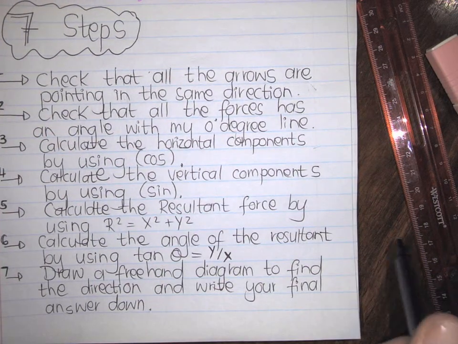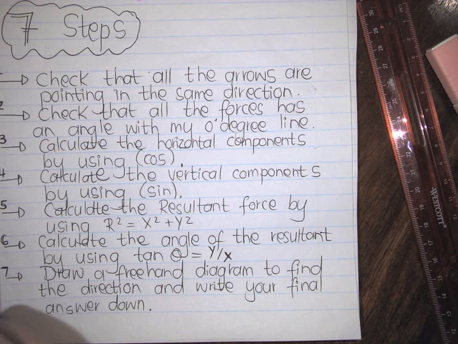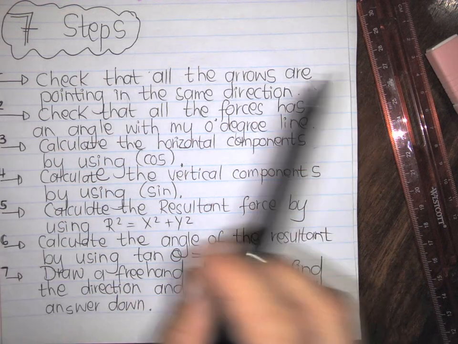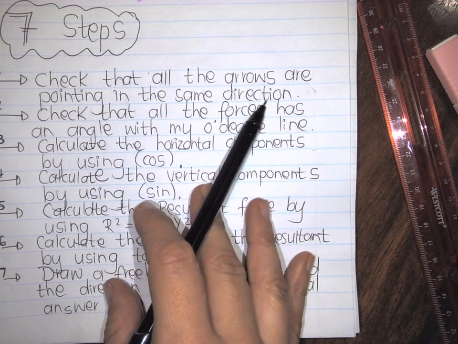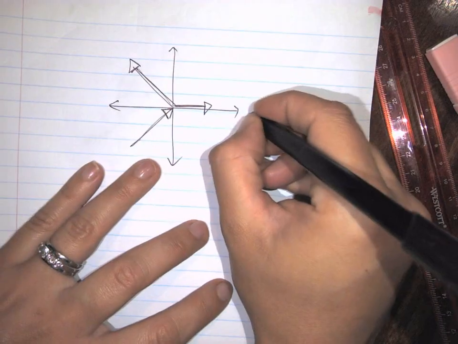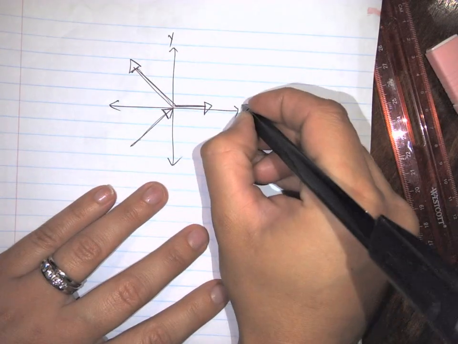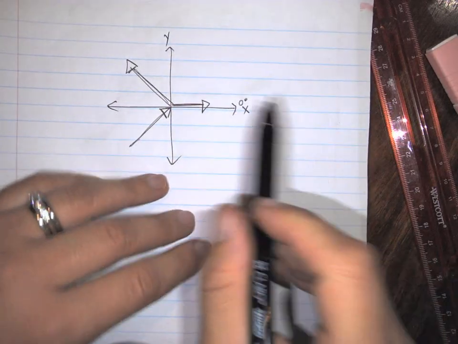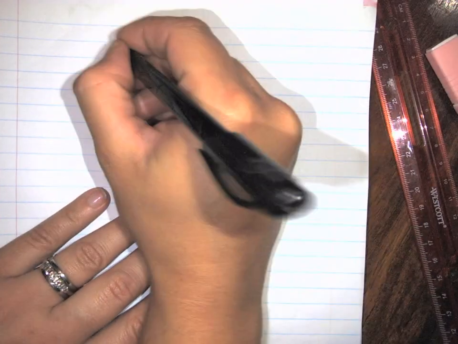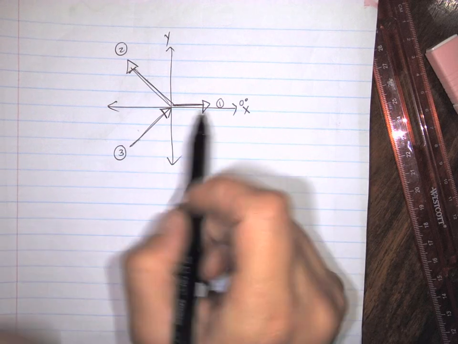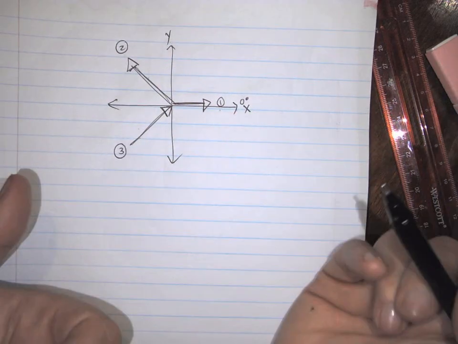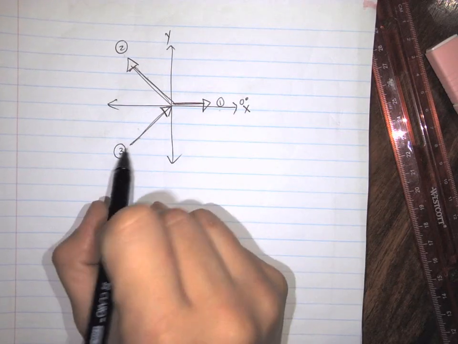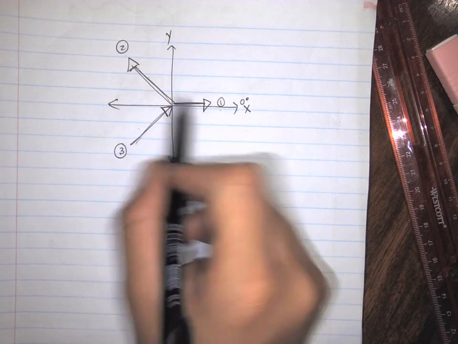I'm going to go through them with you now and then show you in the example how you use them. So the first step is to check that all of the arrows are pointing in the same direction. And when I talk about arrows, I mean actually the forces. So if you look at this diagram here, this is my X and my Y, so my 0 degrees over there. You have 3 forces in this diagram. Force number 1 is pointing outwards, so that's fine. Force number 2 is outwards, which is also fine. But force number 3 is going in instead of out. And that's where my problem lies.